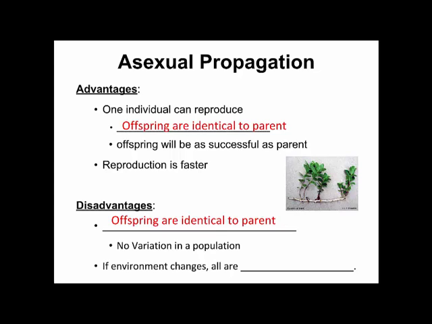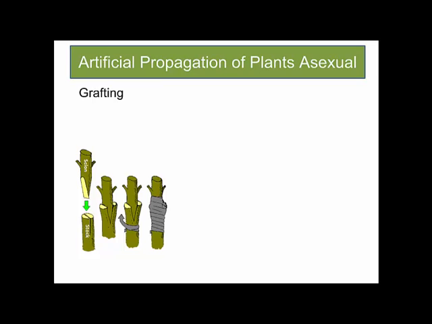And so that sometimes can be a disadvantage, because if there's some change in the environment, or some disease or something like that, it can wipe out the whole population because they're all identical. None would have any variations that made it resistant. Humans often rely on this asexual reproduction to grow crops and ornamental plants for landscaping and so forth.